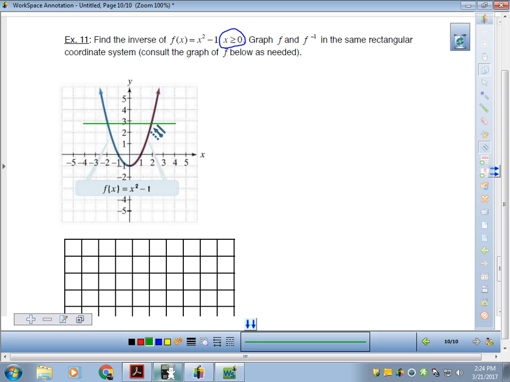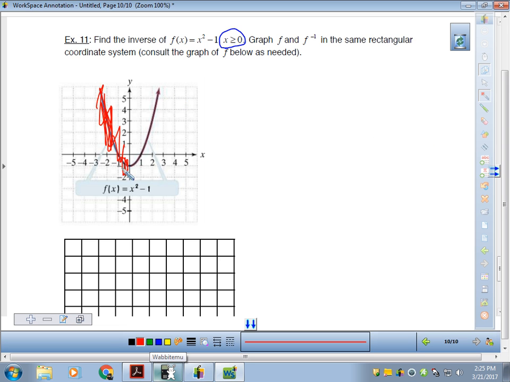They said, okay, I don't want it to look like that. I don't want it to be not one-to-one. So what they did was they added this restriction. They said the x has to be greater than or equal to 0. And what that does is that cuts off this half of the graph where the x is less than 0. So all we have is where x is 0 and where x is greater than 0. So we just have this part of the graph.